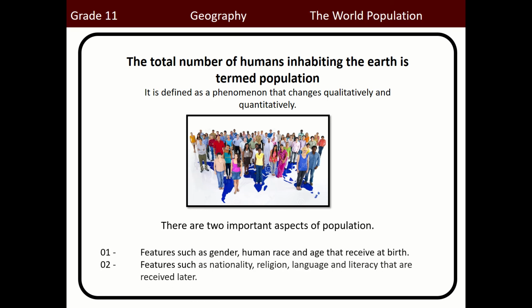Regarding the population, there are two important aspects. First, the features such as gender, human race, and age that a person receives at birth. Secondly, the features such as nationality, religion, language, and literacy that are received later.